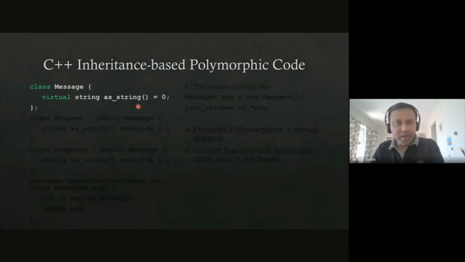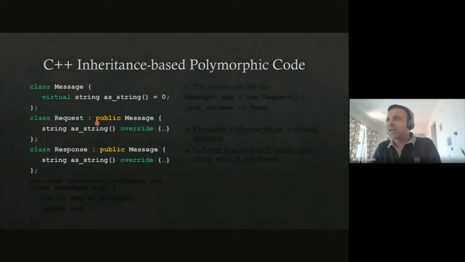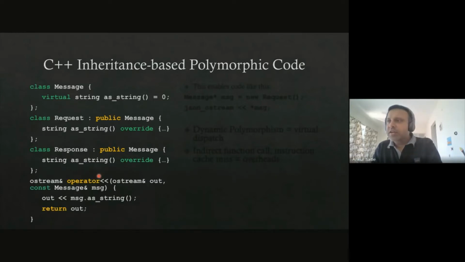C++. So let's look at a real life example. Let's say we have a class called Message, which has an add string kind of method, which is virtual. Okay, and as you see, it is pure virtual. It is not implemented in this base. From this, you have a Request and a Response class. Each of these implements the add string, overriding from the base. Okay, and it gives you a string. And here you can write an operator. Suppose you want to write it out into a JSON or something.